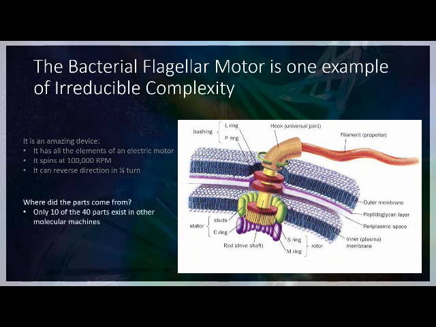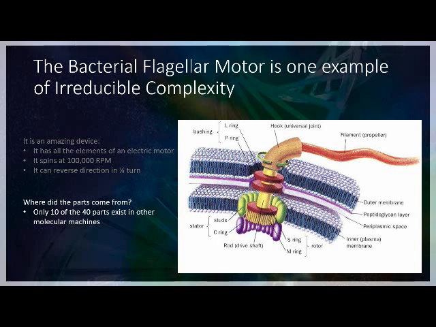Well, where did the parts of this come from? Now, evolutionists would normally make an argument: well, all these parts probably existed in other mechanisms, and somehow after they all existed for that purpose, then they got reassembled into this flagellar motor. Well, the problem is only 10 of the 40 parts exist in other molecular machines. I guess that means 30 parts are unique to this.